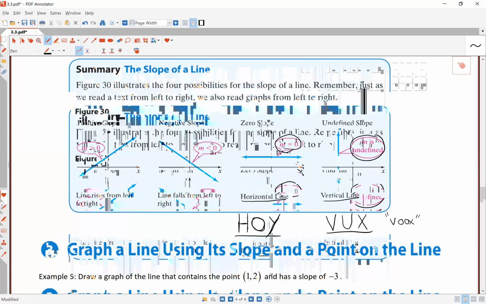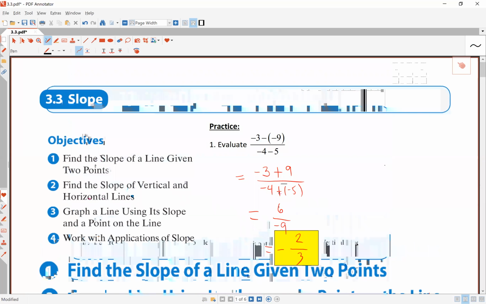The last bit that we need to memorize is that positive slopes rise from left to right, and negative slopes fall from left to right. This concludes the video for section 3.3, slope. Objective 2, find the slope of vertical and horizontal lines.